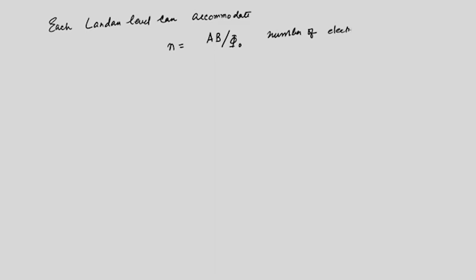This you have seen earlier, where A is the area of the sample, B is the external magnetic field, and phi 0 is the quantum of flux, which is equal to h over e. And now say you are talking about the filling fraction. Well, let's write it by nu.